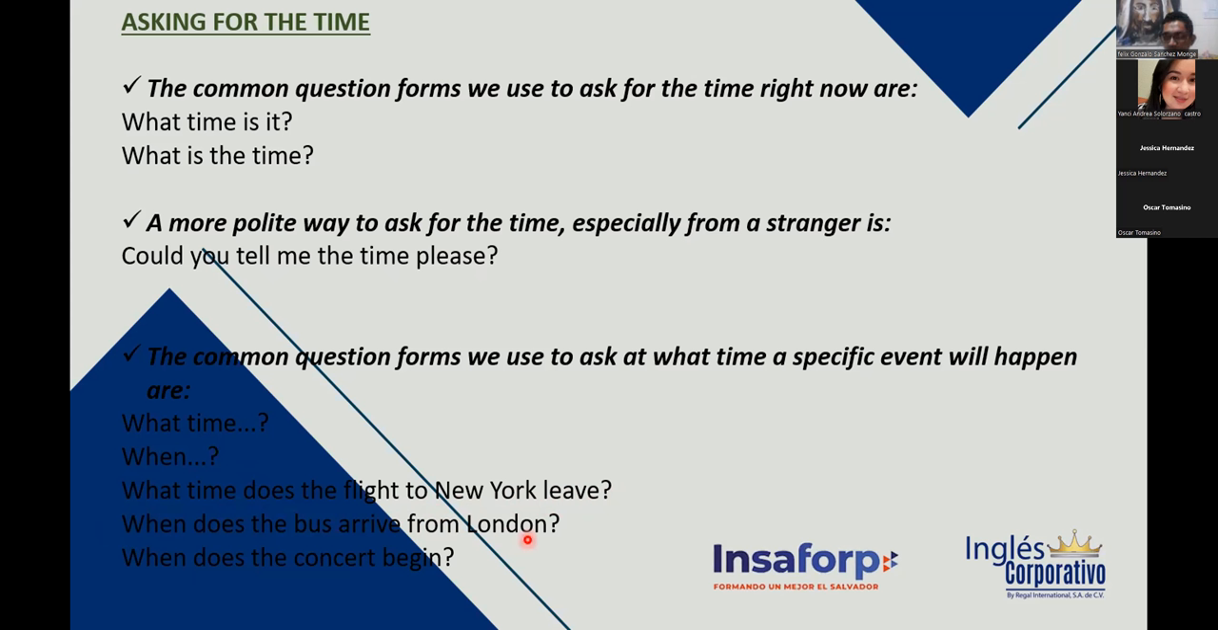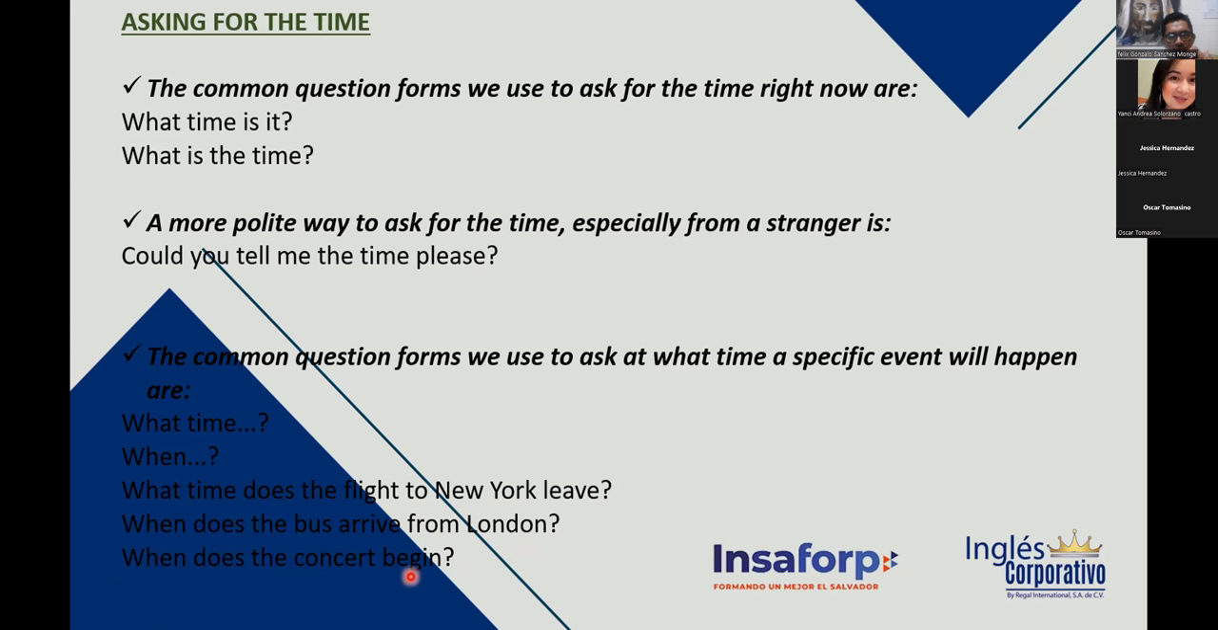So once again, we want to know about a specific event or the time that this specific event is going to happen. Now, when does the concert begin? ¿A qué hora empieza el concierto? So once again, we're asking the same thing. So remember, the reason why I'm telling you this, guys, is because we have different scenarios.